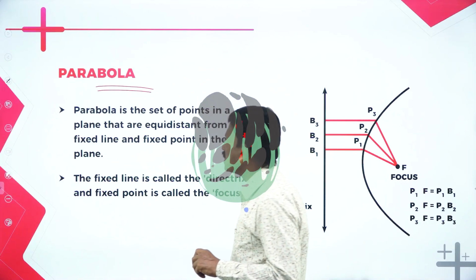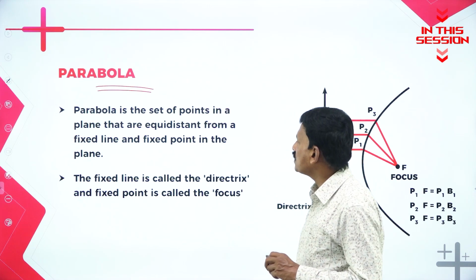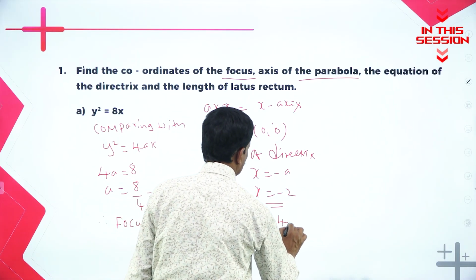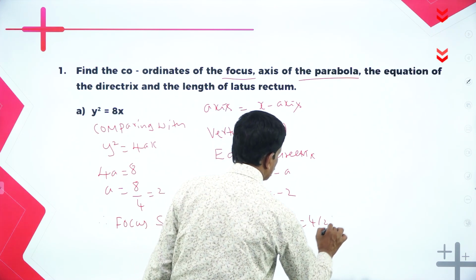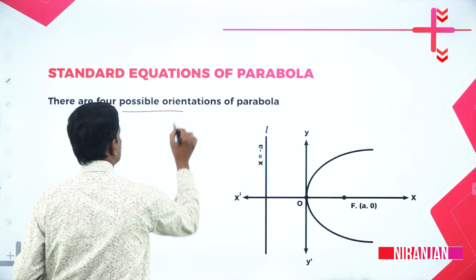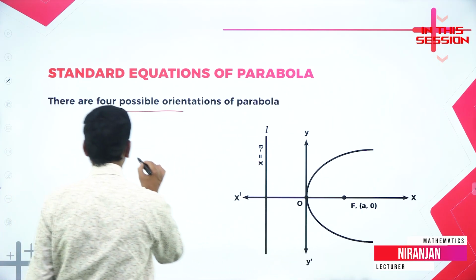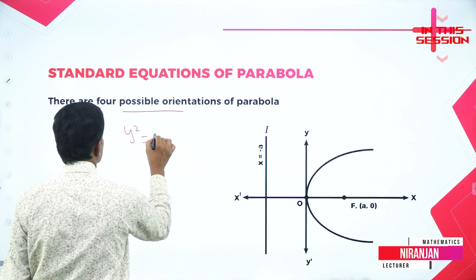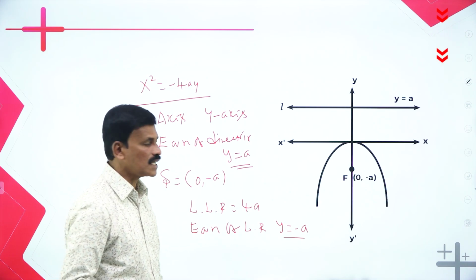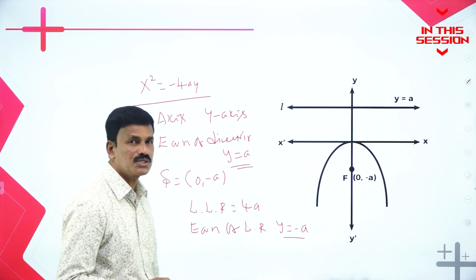A parabola is the set of points in a plane that are equidistant from a fixed line and a fixed point in the plane. The length of latus rectum LLR is equal to 4a, that is 4 into 2 is equal to 8, which is the length of latus rectum. There are 4 possible orientations of parabolas. The equation of a parabola in the standard form is y square is equal to 4ax. Equation of directrix is y is equal to plus a. Equation of latus rectum is y is equal to minus a, and length of latus rectum is equal to 4a.